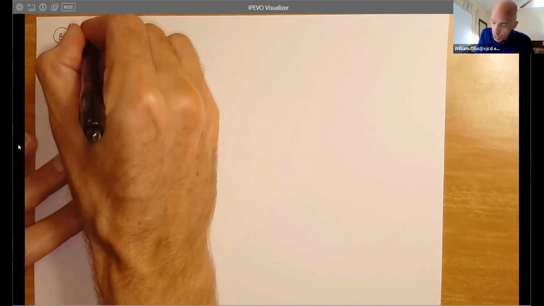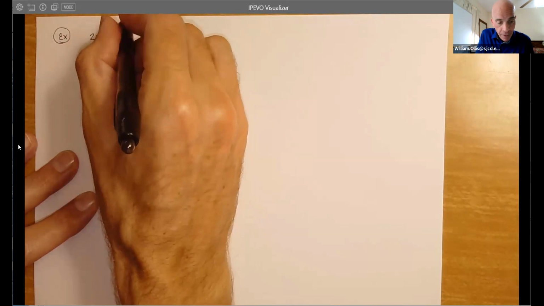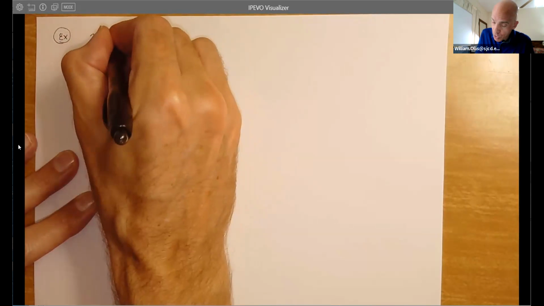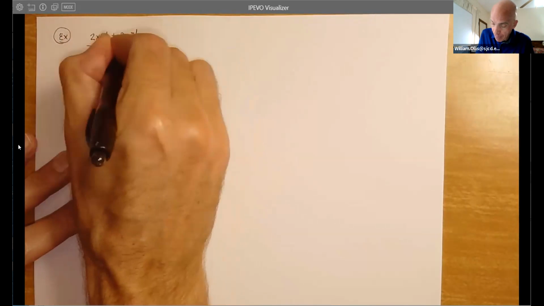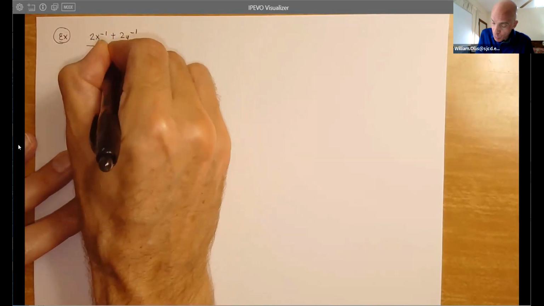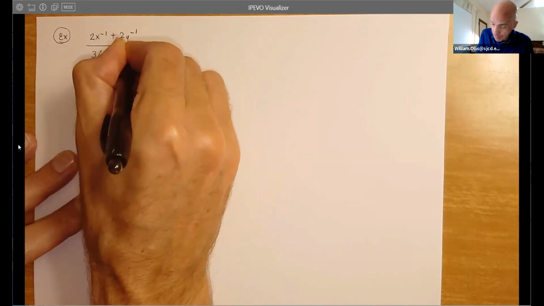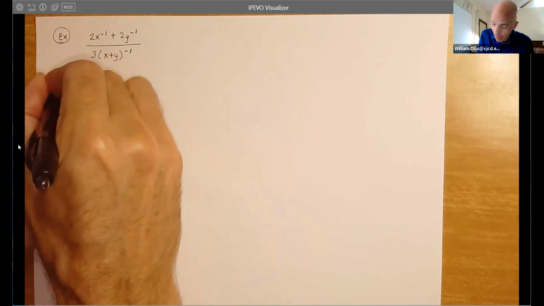So we have 2 times x to the minus 1 plus 2 times y to the minus 1, divided by 3 times x plus y to the minus 1. And what we're asked to do here is simplify.